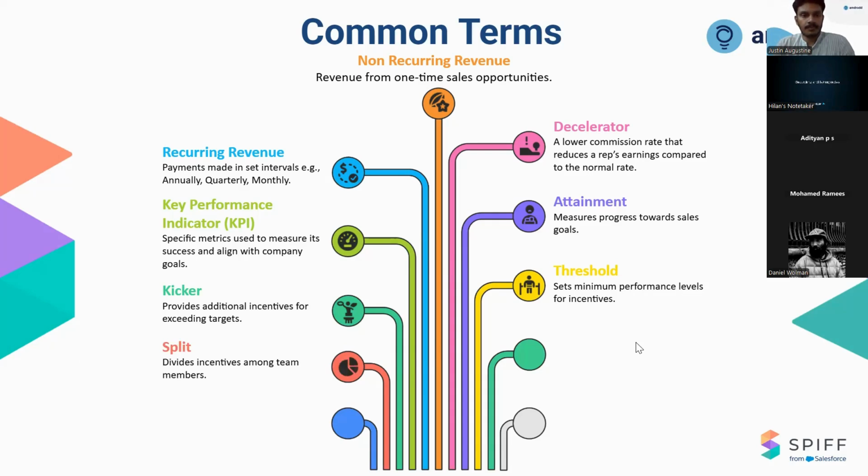Next comes split. This is a kind of incentive division where it divides the incentives among the team members who are in the team. Next comes the accelerator, which is just the opposite of the decelerator. It's a higher commission rate that boosts a rep's earnings for exceeding their quota. So it's a reward used for strong or peak-level performance.